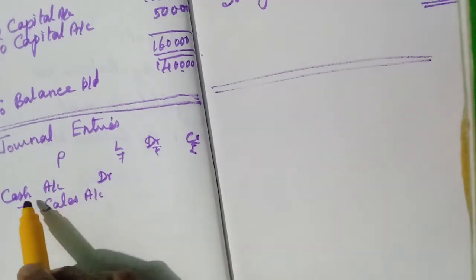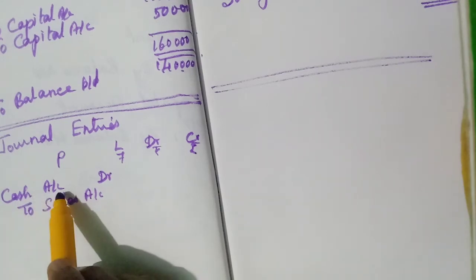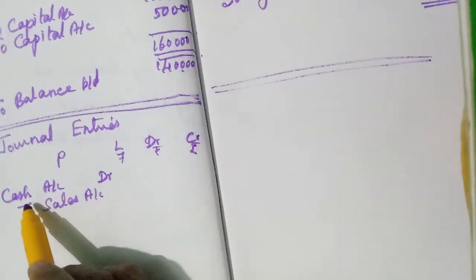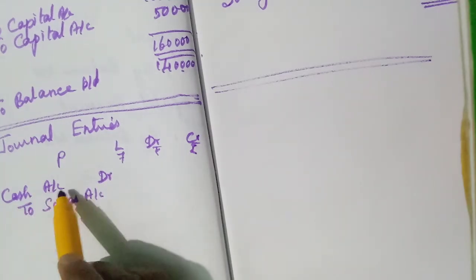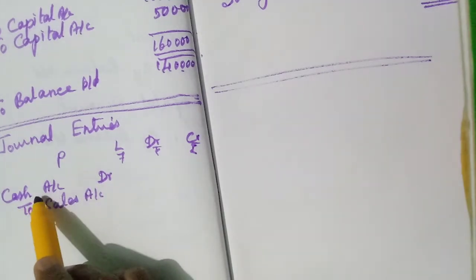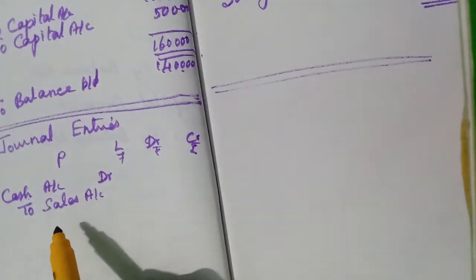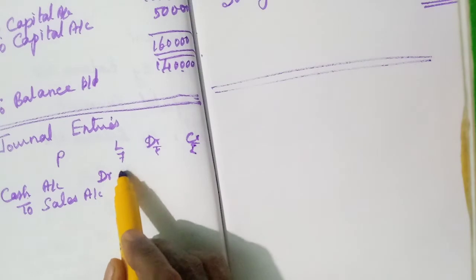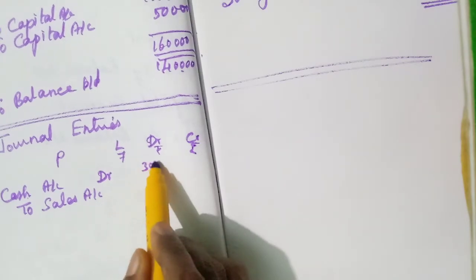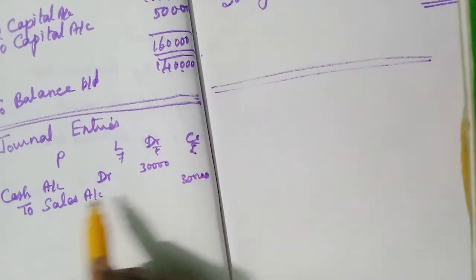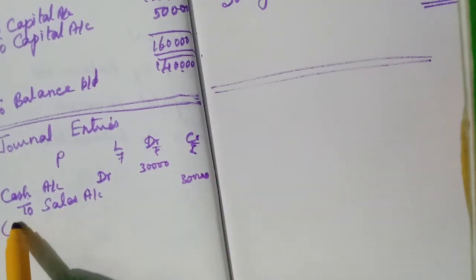Check received, we cannot write check account. Your bank account we cannot write because we have not deposited that check in the bank. So we have to write cash account only. When you deposit that check in the bank, cash will be given credit and bank will be debited. So write the amount 30,000 on the debit side, 30,000 on the credit side. What is the narration? Sold goods.